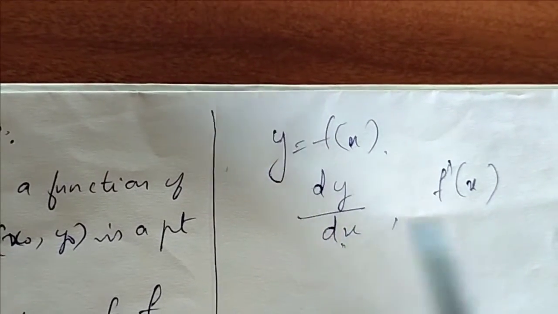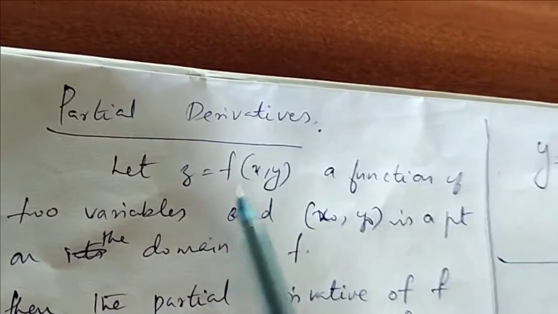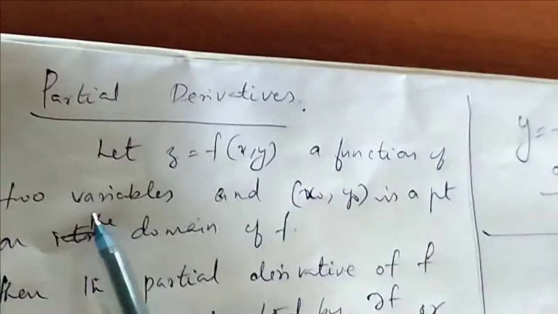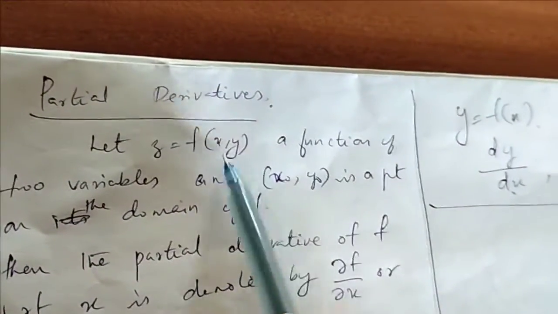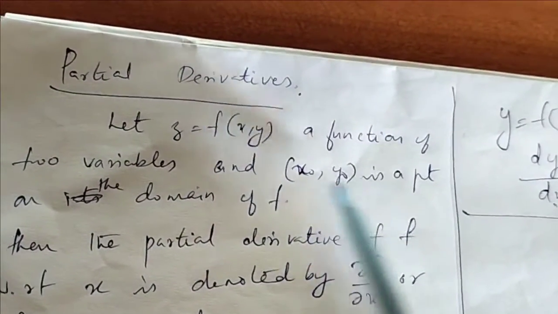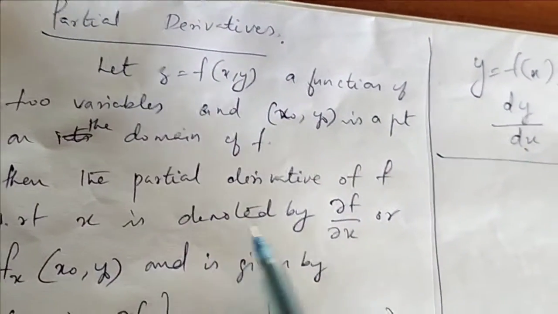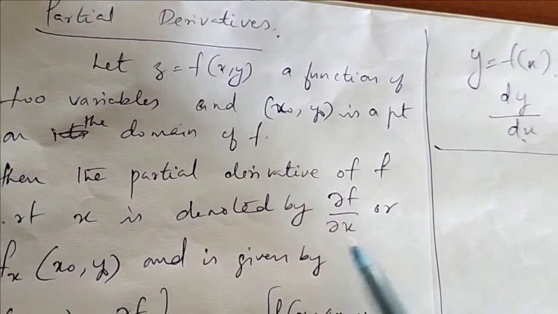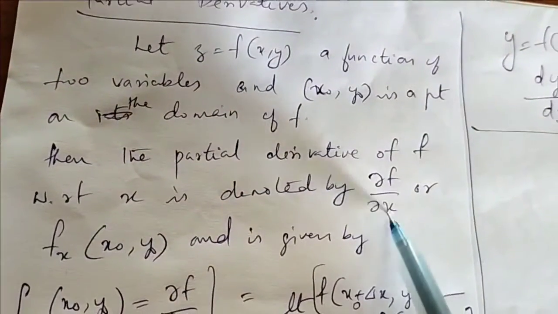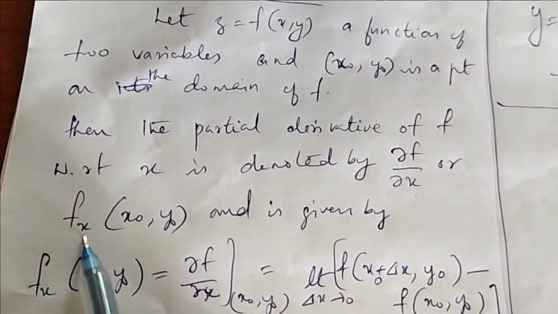And to find the derivatives, we have some rules also. Similarly, we have partial derivative, that is in the case of a function of more than one variable. Let z is equal to f of xy, a function of two variables. x and y are the independent variables and z is the dependent variable. And let x0, y0 be a point in the domain. Then the partial derivative of f with respect to x, denoted by dou f by dou x or f suffix x. So here we write the derivative with respect to which it is to be found, that is fx with respect to x at x0, y0.